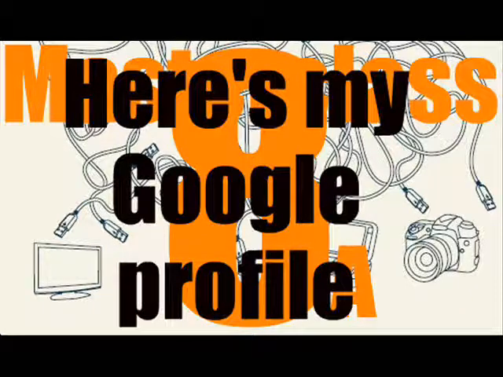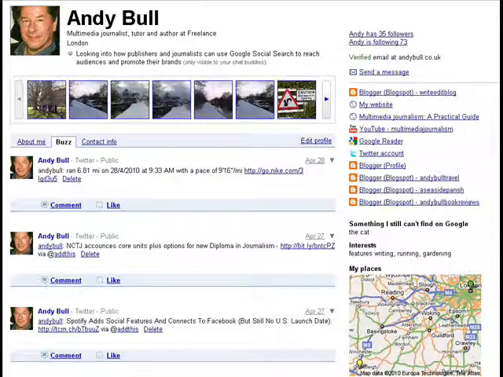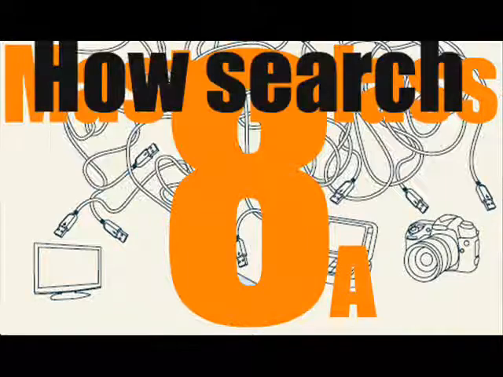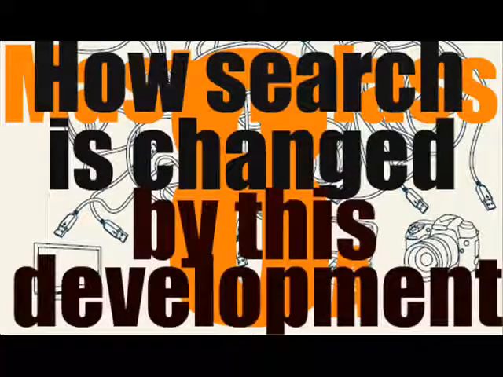Here's my Google profile. I've got my Twitter followers and those I follow, FriendFeed connections and lots of others, amounting to 272 primary connections and 4,332 secondary connections. The primary ones are very valuable to me. They're the people who are most closely connected with the journalistic beats I follow. And the secondary connections are from the social circles of those primary connections, and they are very valuable too. Let's take a look at how search is changed by this development.